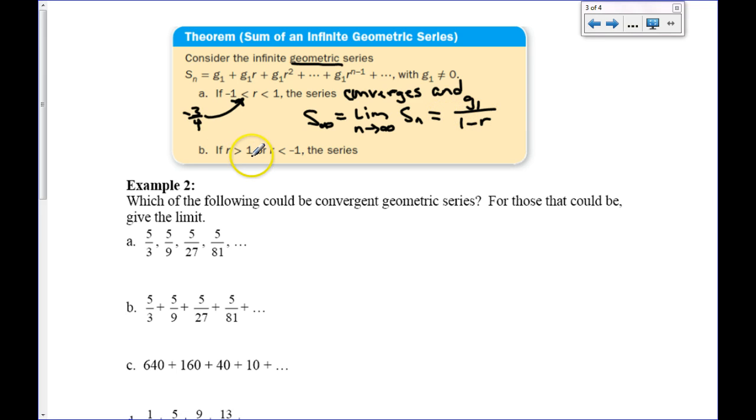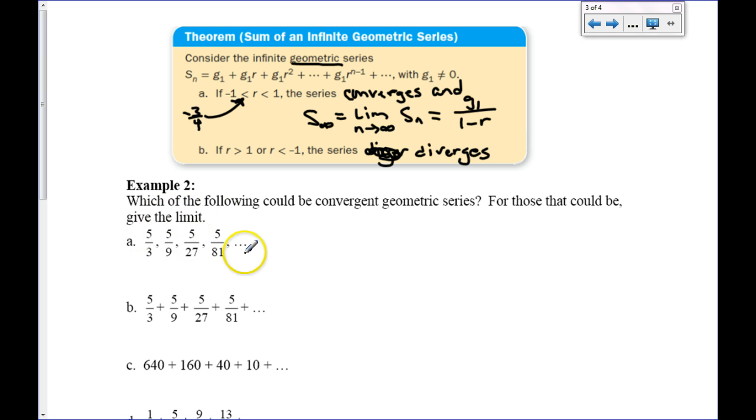Now, if r is greater than 1, say you have pi. If you're multiplying by pi, is it convergent or divergent? So this one diverges. Diverges. Okay.